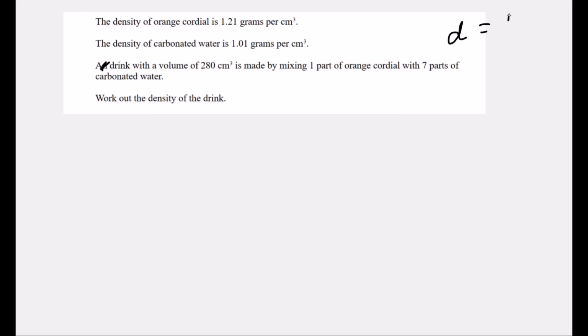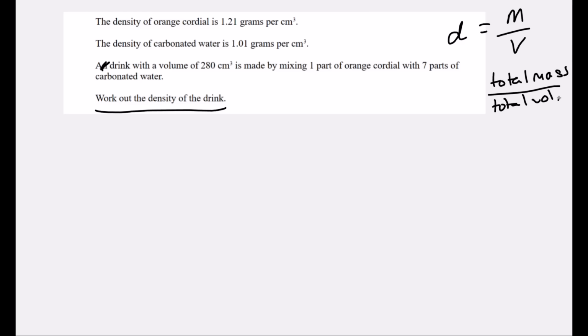So we need to know that density equals mass over volume. And we're working out density. In this case, it's going to be the total mass over the total volume. And we actually already know the total volume, which is 280. So we're going to have to work out the mass of each part and add them together to get the total mass. So let's see the volumes for each. Let's split them up. So we've got 280 in the ratio 1 to 7. That's 8 parts.